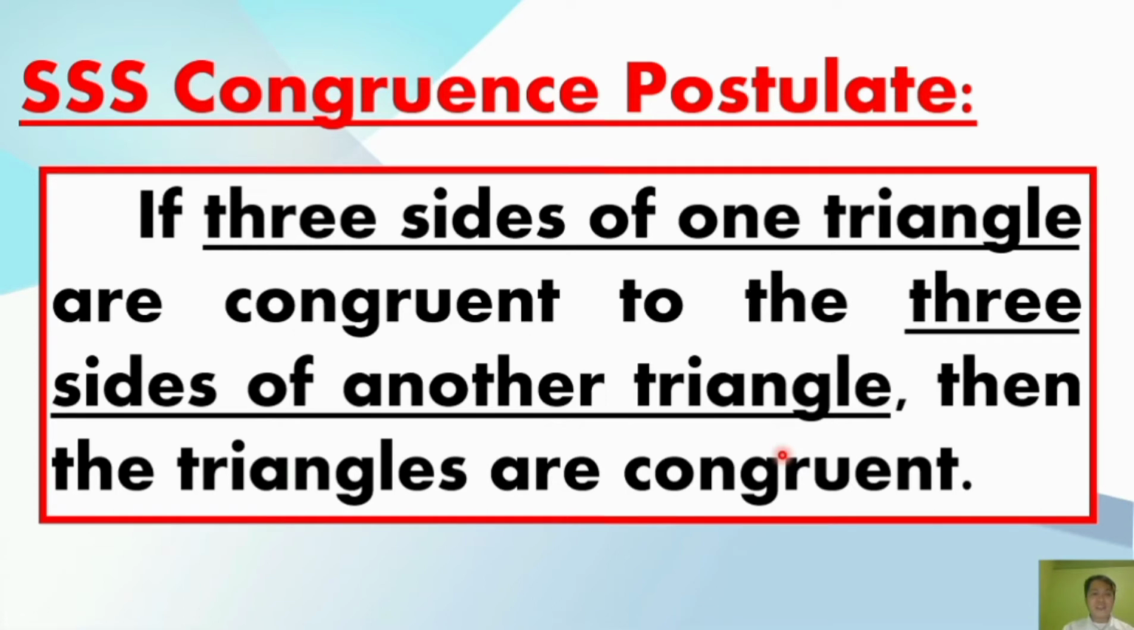SSS Congruence Postulate: If 3 sides of one triangle are congruent to the 3 sides of another triangle, then the triangles are congruent. Ibig sabihin, we are just going to compare 3 sides of the first triangle and another 3 sides of the second triangle, and if these 3 corresponding sides of the 2 triangles are congruent, therefore we can conclude that the 2 triangles are also congruent. Okay, so let us give an example.